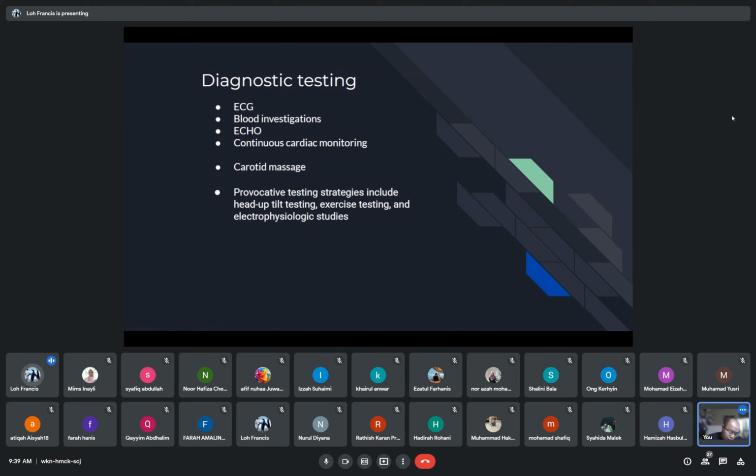The maneuver should be avoided in patients who had a recent stroke or transient ischemic attack in the past three months, and in patients with carotid bruits. It should be performed initially on the right because the maneuver is more often positive on this side. If a positive carotid hypersensitivity test is associated with the symptom, then the patient has carotid sinus syndrome. Other provocative testing strategies include head-up tilt test, exercise testing, or electrophysiological studies.